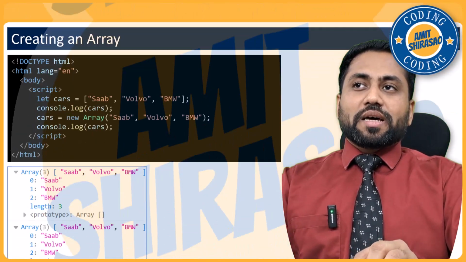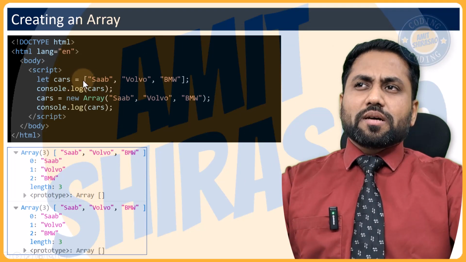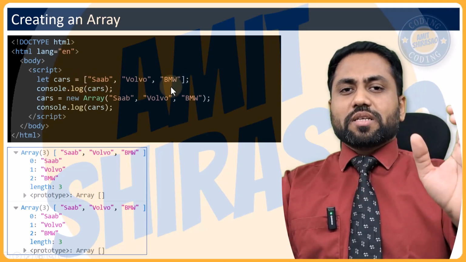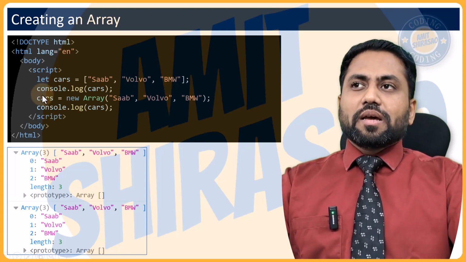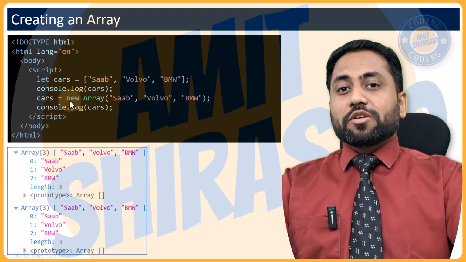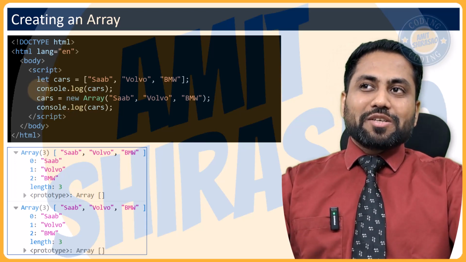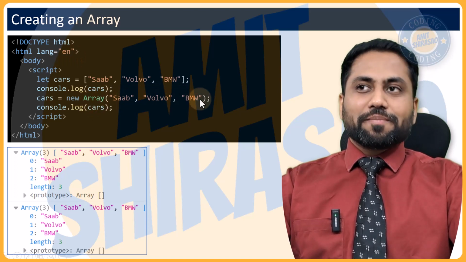How will you define an array? How will you create an array? There are two ways of creating arrays. One is directly giving square brackets, and inside the square brackets you can give various elements. That is the first and the easiest way of creating arrays. Another way, and a more object oriented kind of way, is by using new Array, and in the brackets you can give all the elements comma separated.